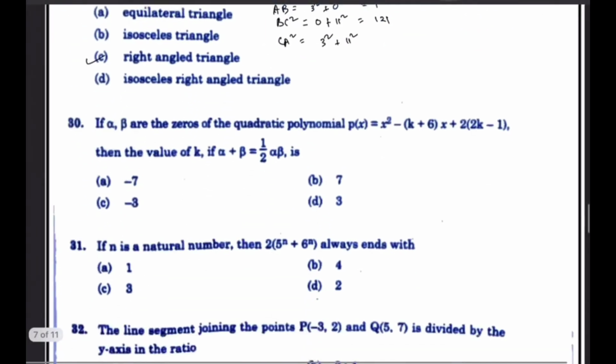Okay, alpha beta are the zeros of this quadratic polynomial, that's fine, and the value of k if alpha plus beta equal to half alpha beta. Okay, so alpha plus beta you can see is k plus 6, and half alpha beta is this whole guy, 2 into 2k plus 1, so 2k minus 1, I'm sorry. So k plus 6 is twice k minus 1 is what you get. Let me just erase this much. So that will imply k equals 7. So here we are.